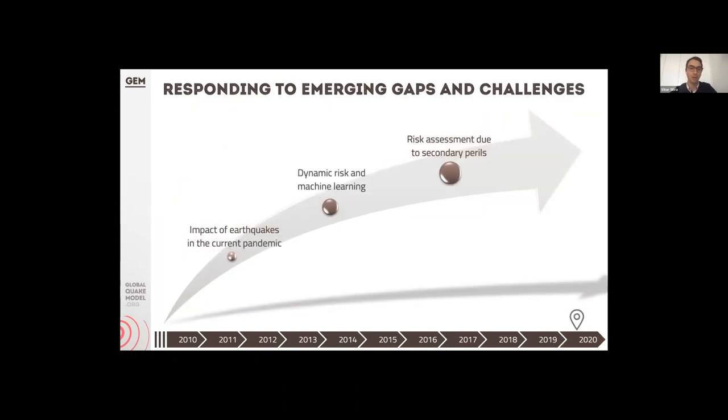This basically takes us to today. So where are we, what are we doing, where are we going? So something that was quite unique at the beginning of this year was obviously the pandemic, and the GEM team received a request from a few partners about how can OpenQuake be used to estimate potential impact that earthquakes might have in the current pandemic.